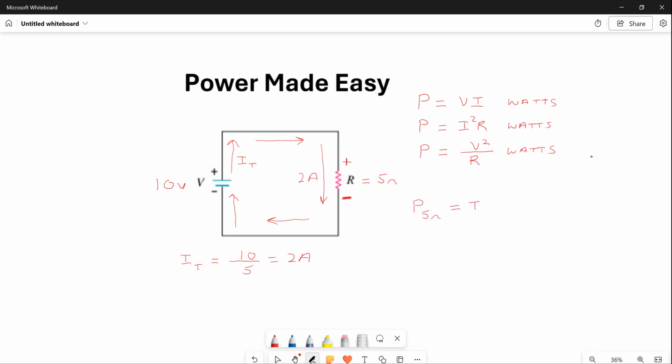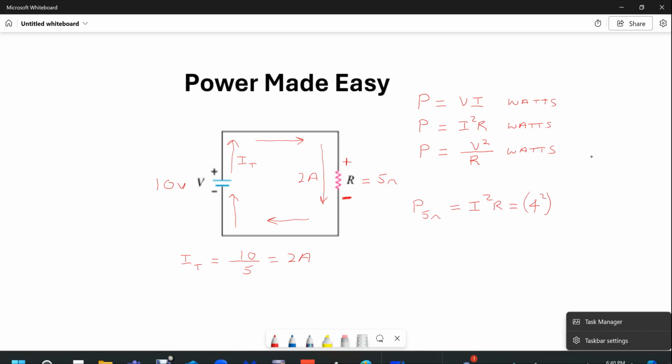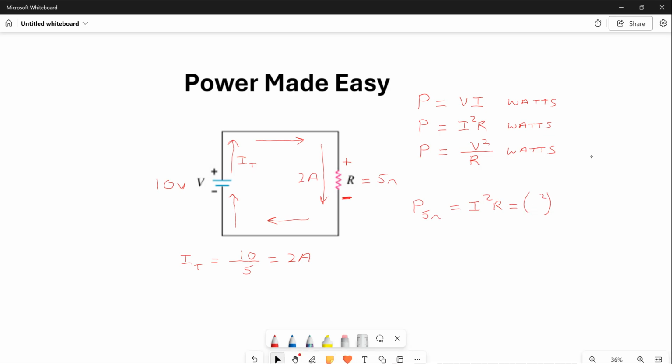So I'm going to use I squared R. I'm going to take the current, 2, square it, and take it times R. You can see the power in the 5 ohm resistor is going to be equal to 4 times 5, which is 20 watts.